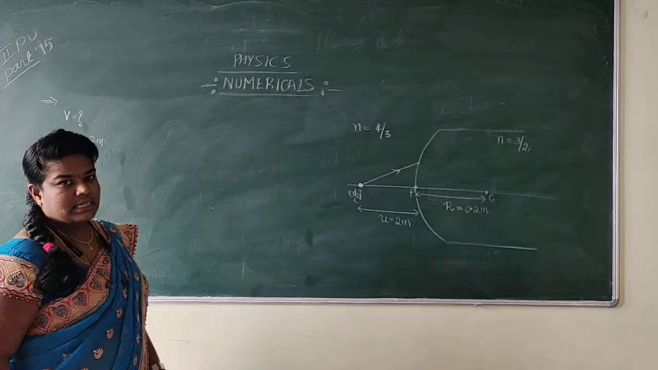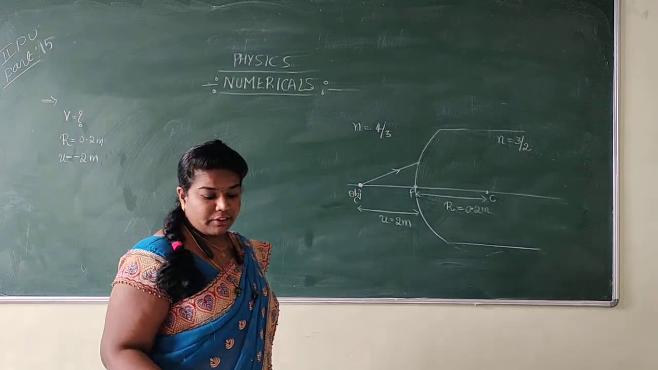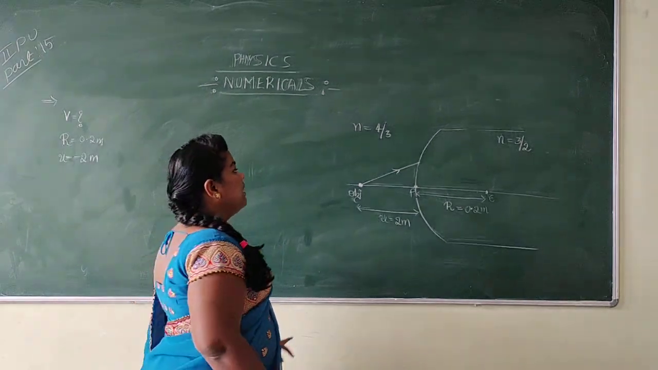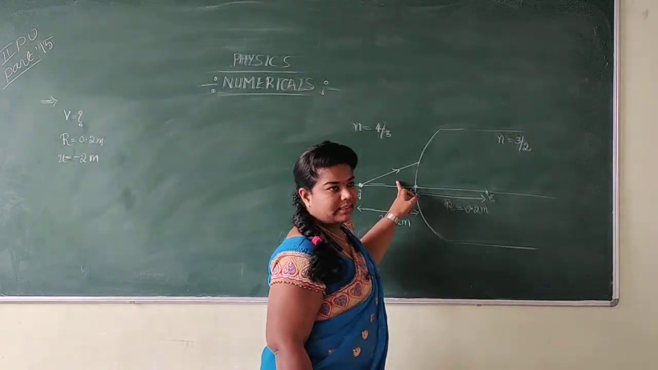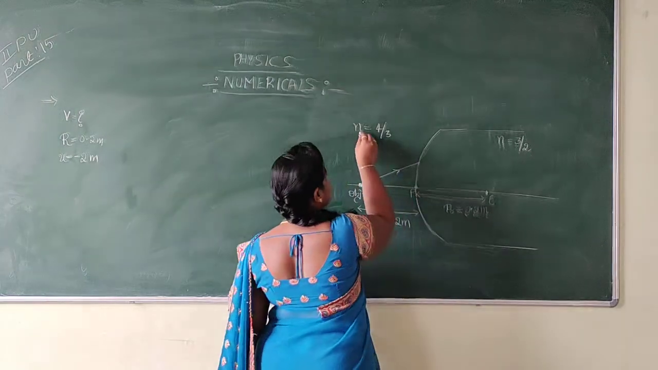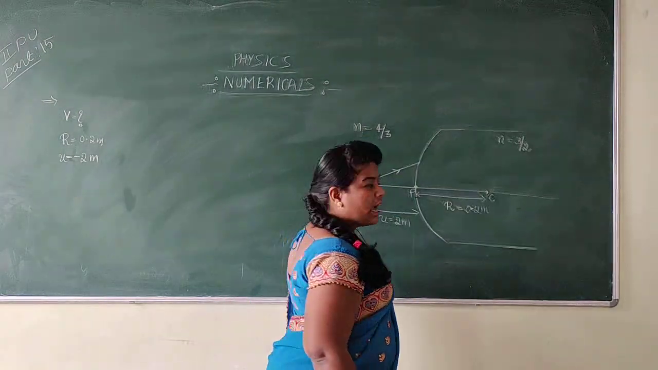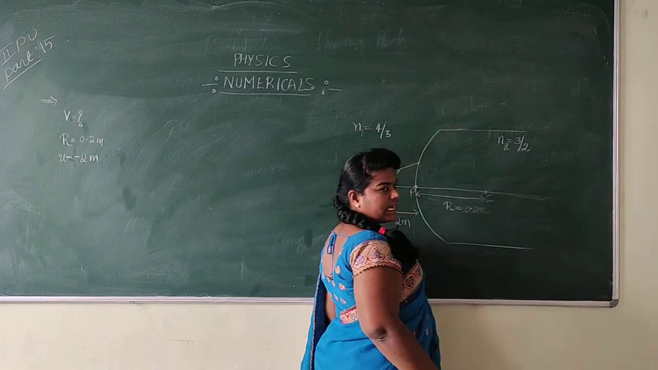Yes, okay, got this. Next. Still the refractive index is given. Ray of light incident from the object. The medium from which the ray of light comes is considered as n1, and the medium into which the ray of light goes is considered as n2.